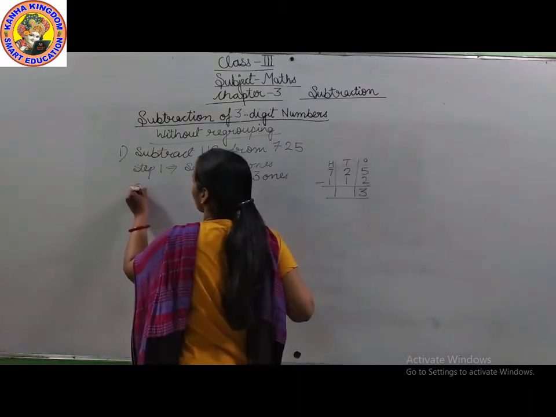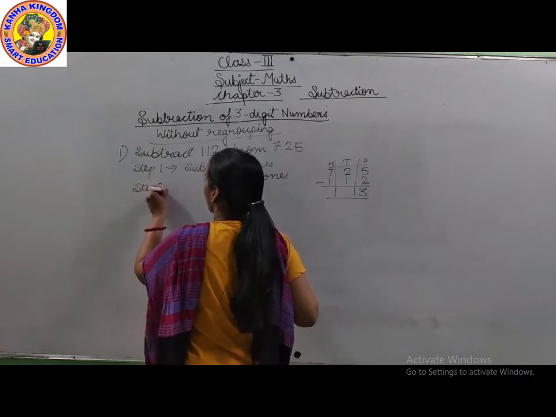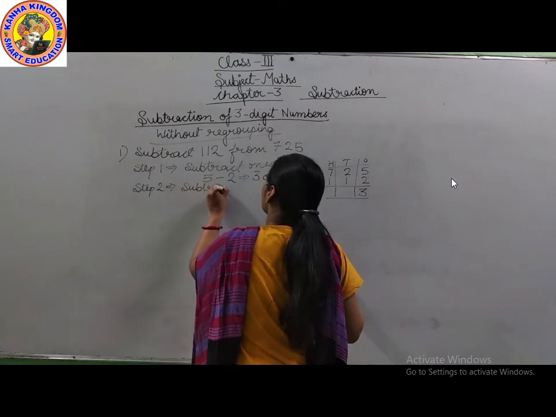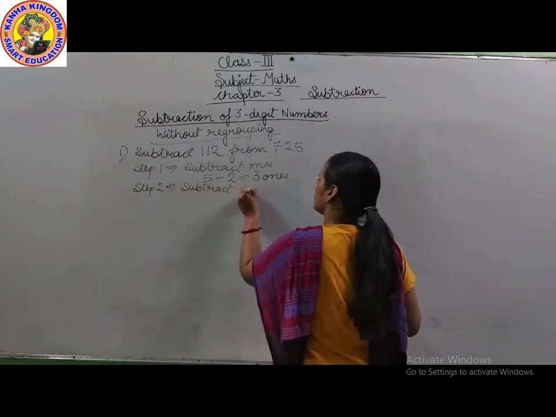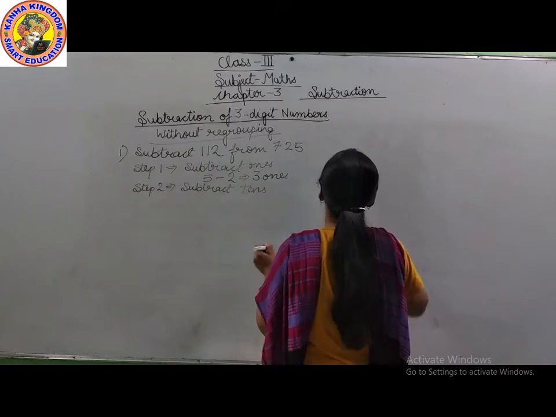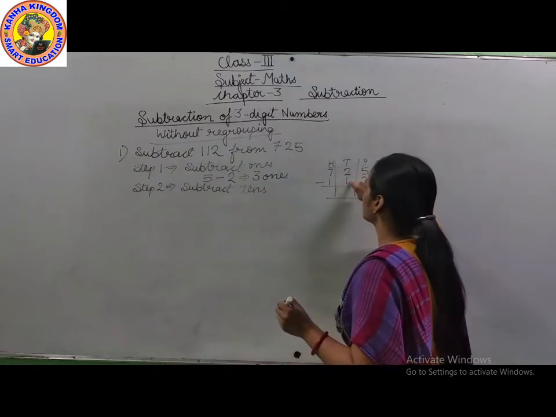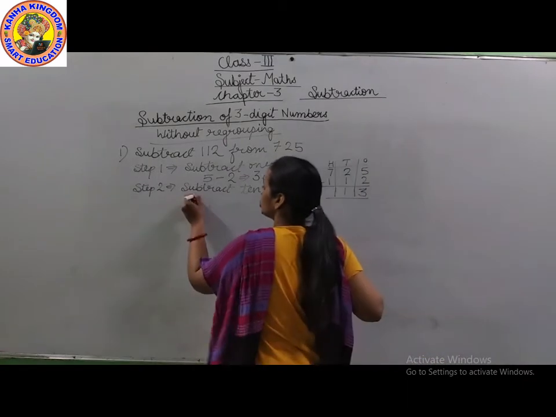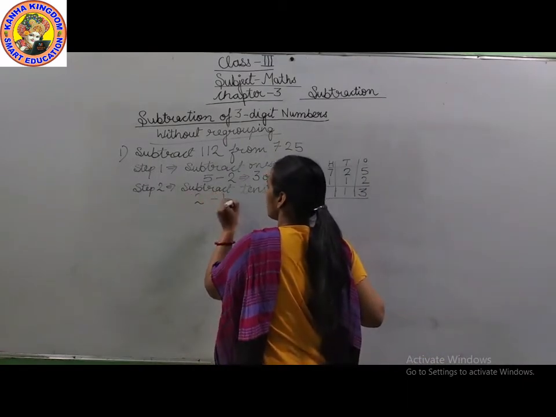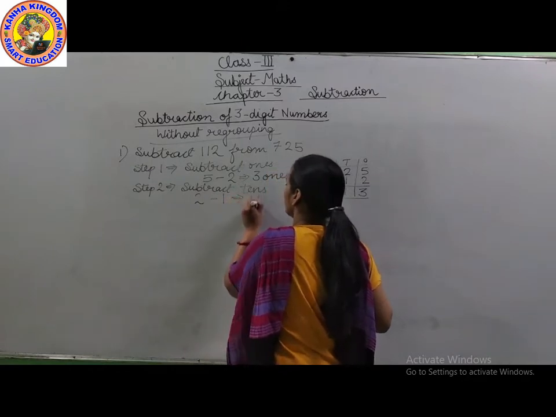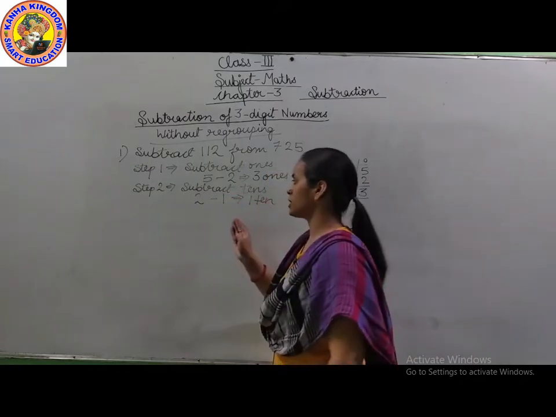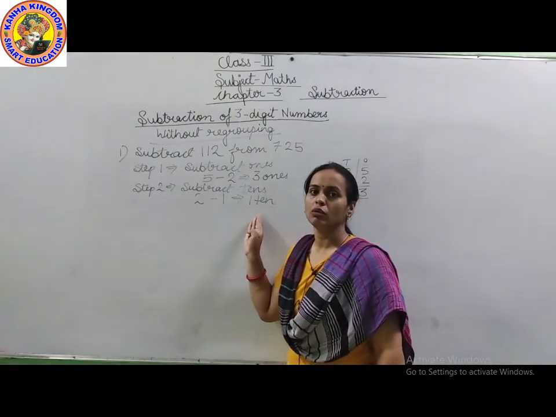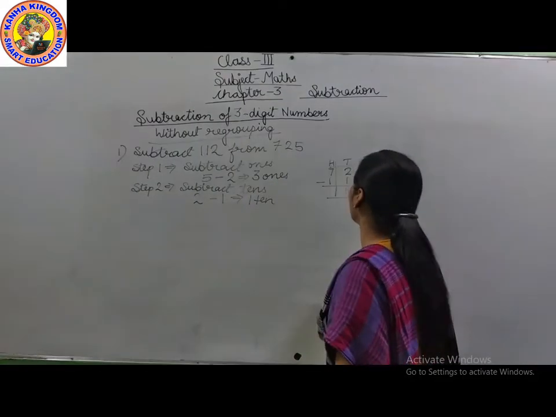Next step 2, subtract tens. 2 tens minus 1 ten equals 1 ten. When we subtract 1 from 2, we get number 1. So our answer is 110.